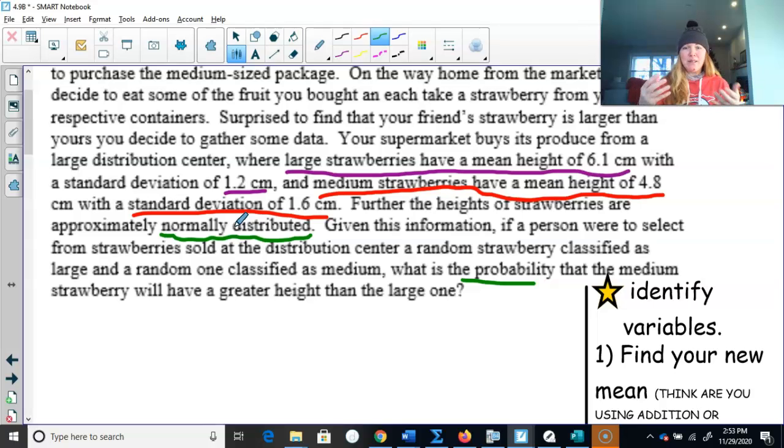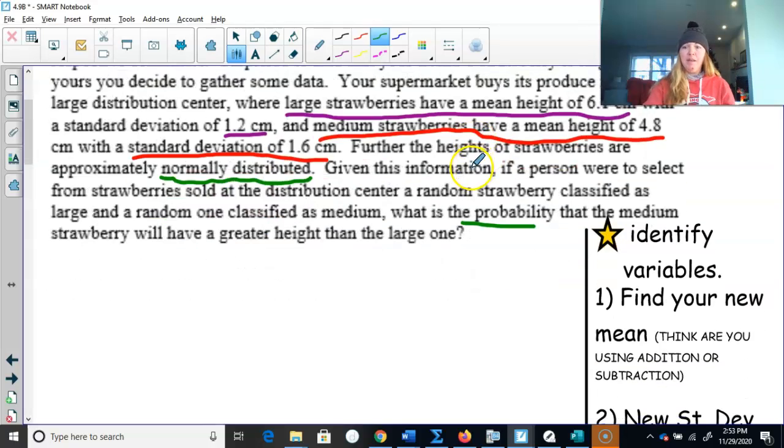I'm going to subtract. That's how I'm going to prove it. Okay, I'm going to prove it. Step one, we're going to find our new mean. Think, are we using addition or subtraction?